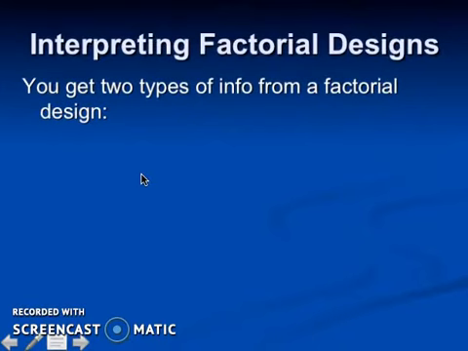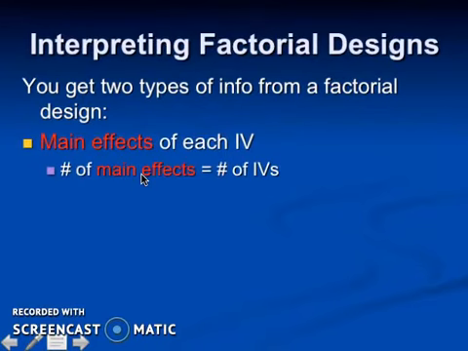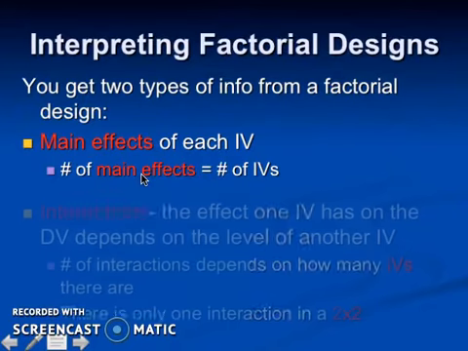So there are 2 types of information that you will be looking at and discussing in your paper for factorial design. You'll have main effects. The number of main effects will equal the number of independent variables you have. So you'll have one for each independent variable.